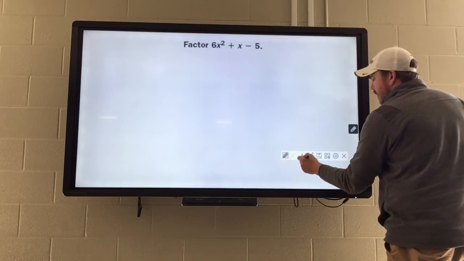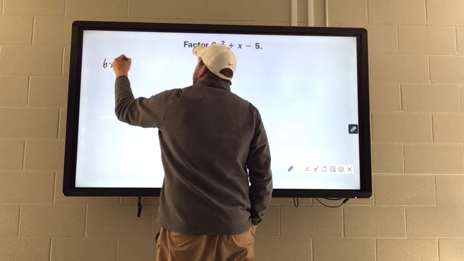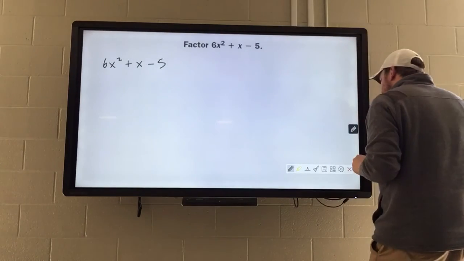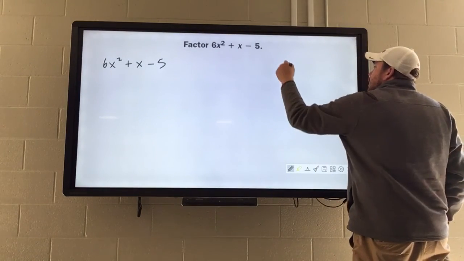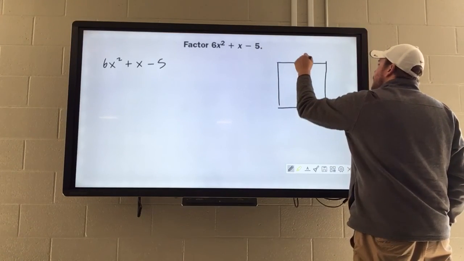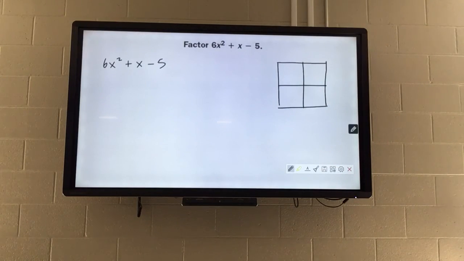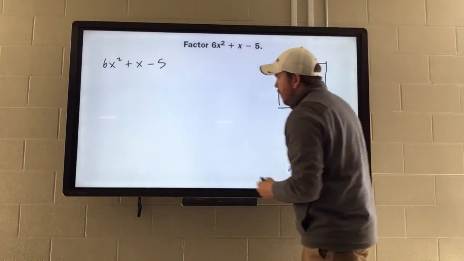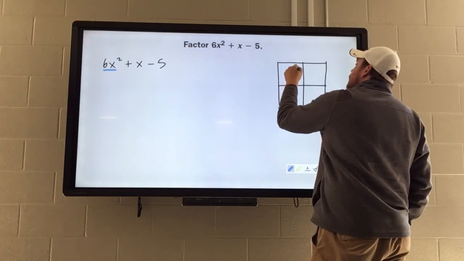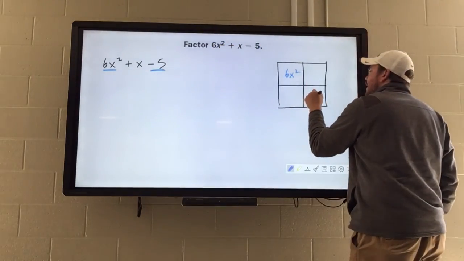So, we are going to use the box method on 6x squared plus x minus 5. So here's what we need to do. We need a box. We draw a box, and that box needs to have 4 places within it. In that box, the first term goes in the top left, 6x squared. And the last term goes in the bottom right, -5.